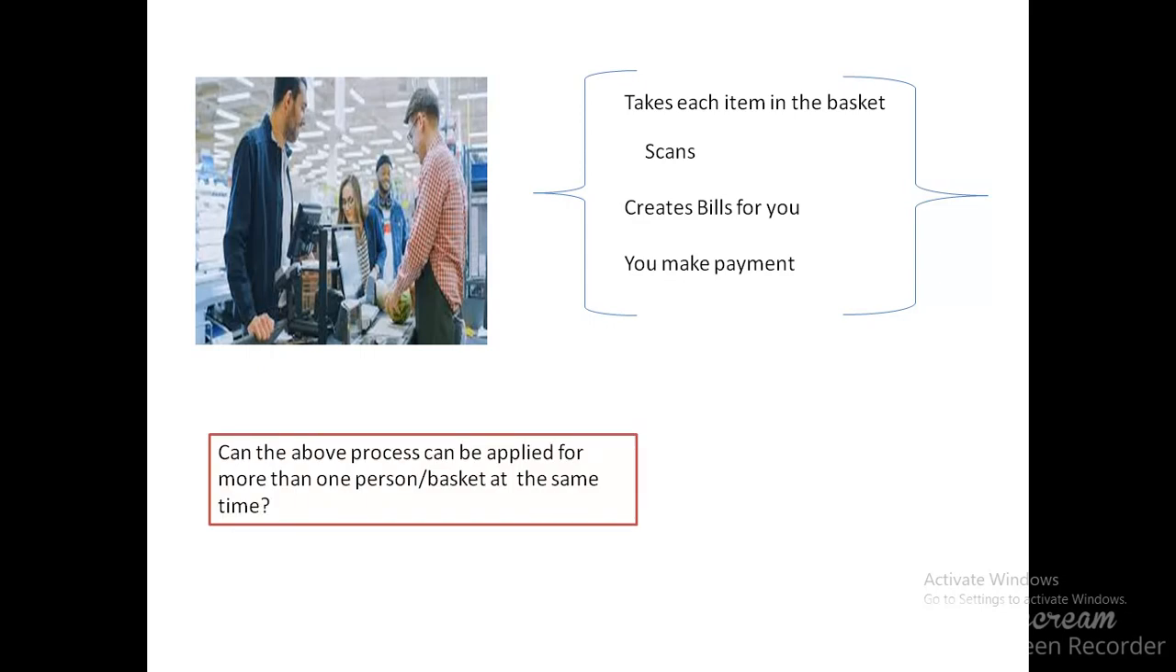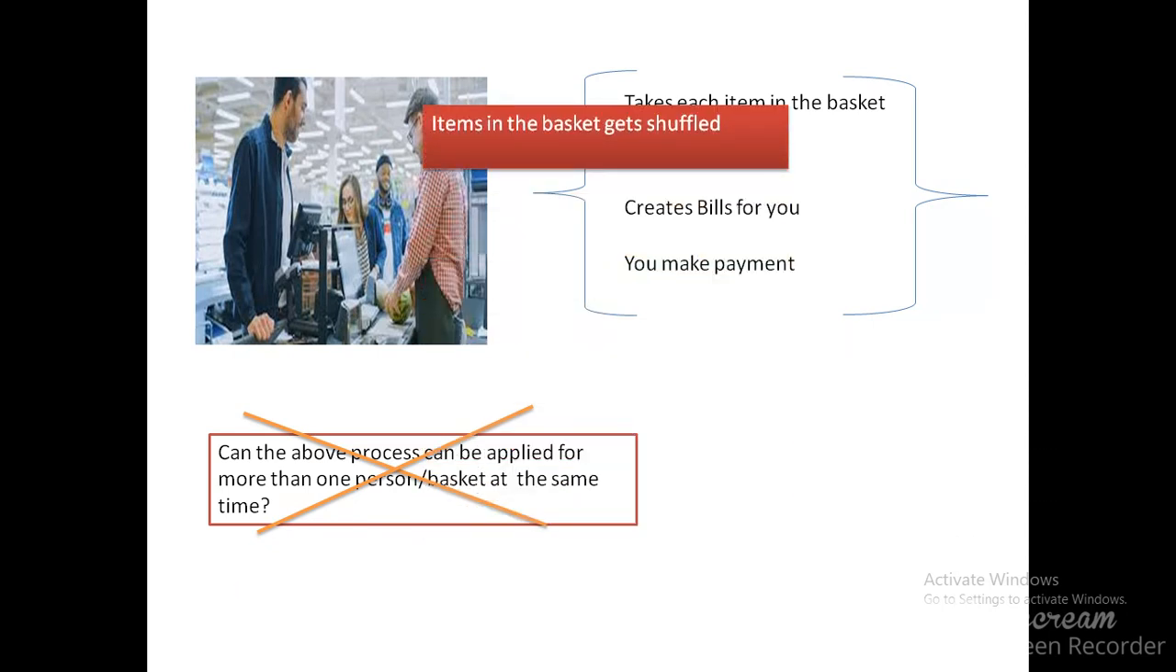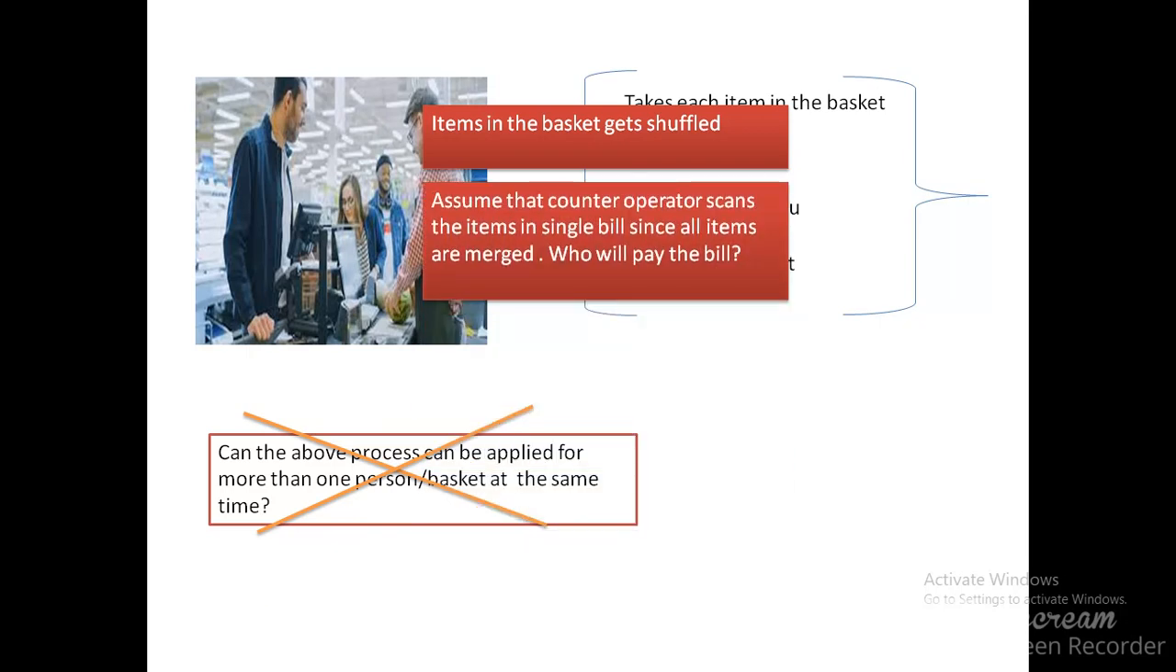So what happens when multiple customers want the bill at the same time? The operator has to scan the items for multiple customers at the same time. Obviously, it does not make sense because the items are merged, and the bill is prepared for items which are not related to the customer, right? Since all items are merged, who will pay the bill? So this is not an ideal case. Let's see how we can resolve it.